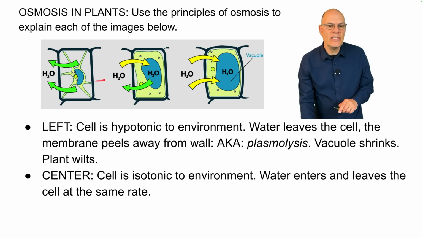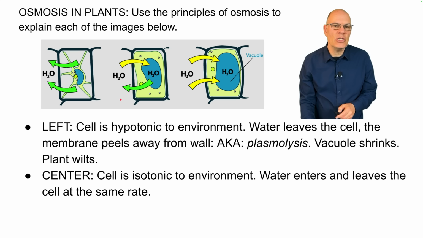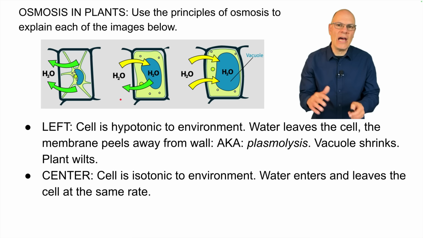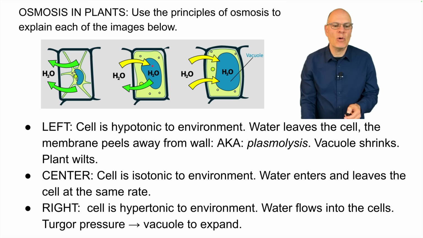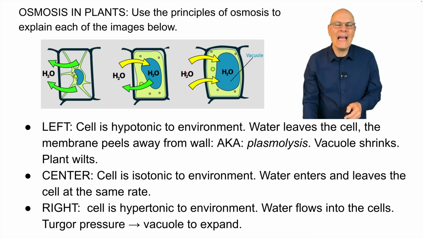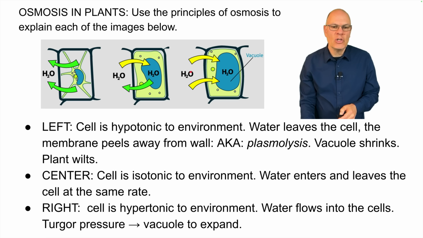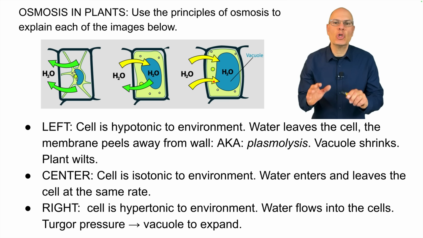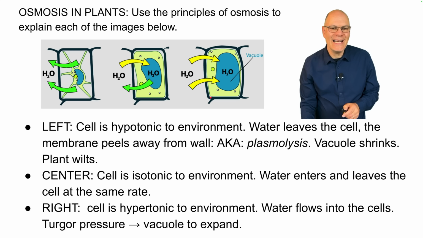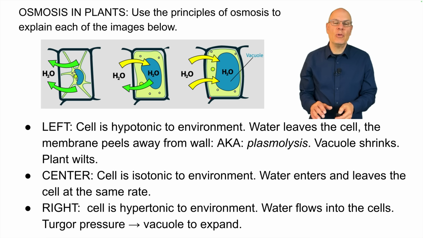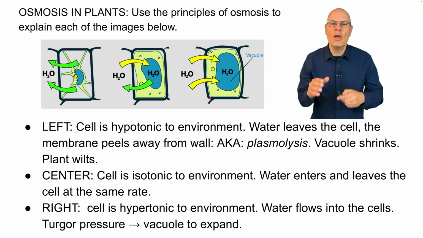In the middle, the cell is isotonic to its environment. That's a new term. Isotonic means that the solute concentration and the water concentration are the same on both sides of the membrane. So water enters and leaves at the same rate. And on the right side, the cell is hypertonic to its environment, so water flows into the cell. That osmotic pressure in the case of plants is called turgor pressure. It causes the vacuole to expand. It pushes the membrane against the cell wall. And this is a good situation for plants to be in. It makes them full, firm, happy.